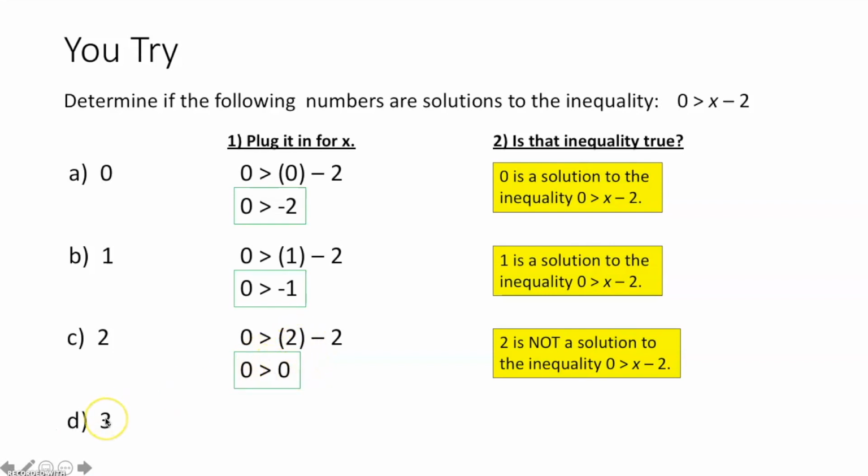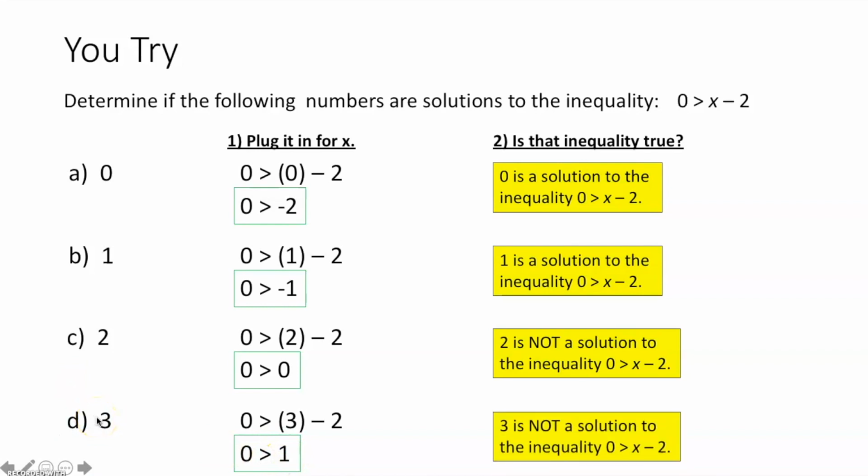What about 3? I plug in 3 to the inequality. What's 3 minus 2? That's 1. Now, is 0 greater than 1? No, it is not. Therefore, 3 is not a solution to the inequality.